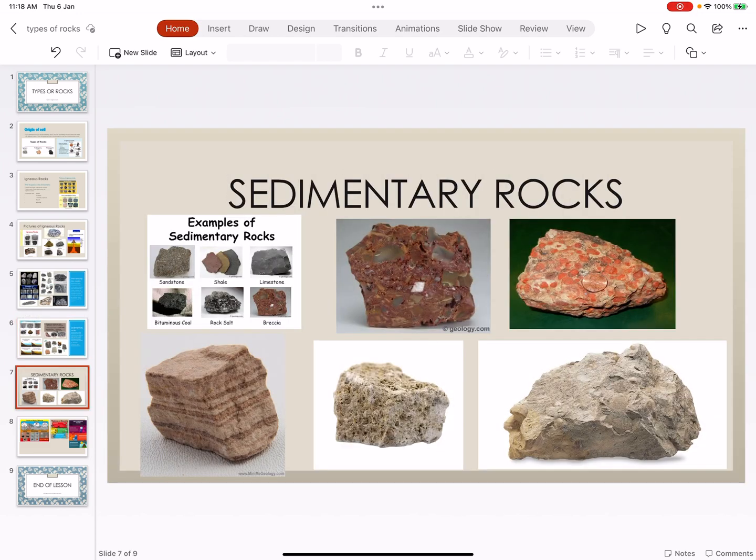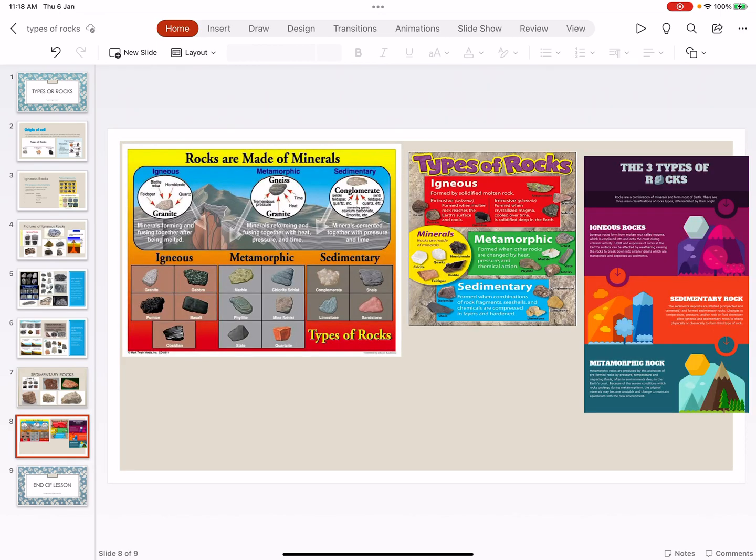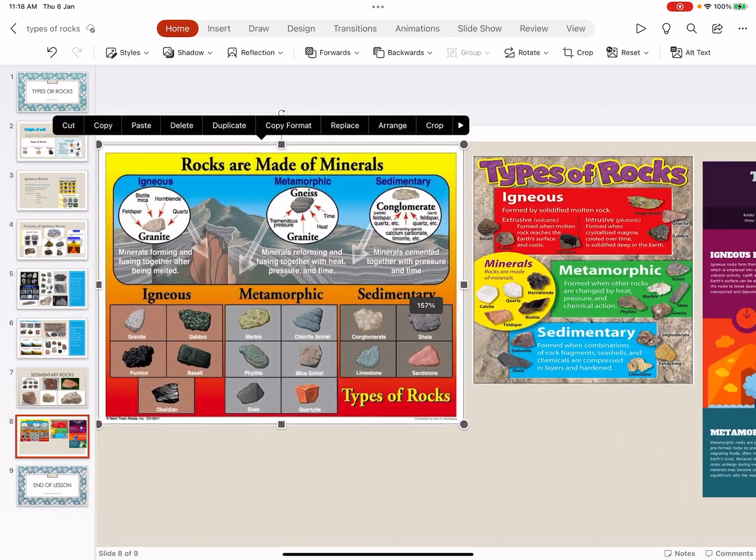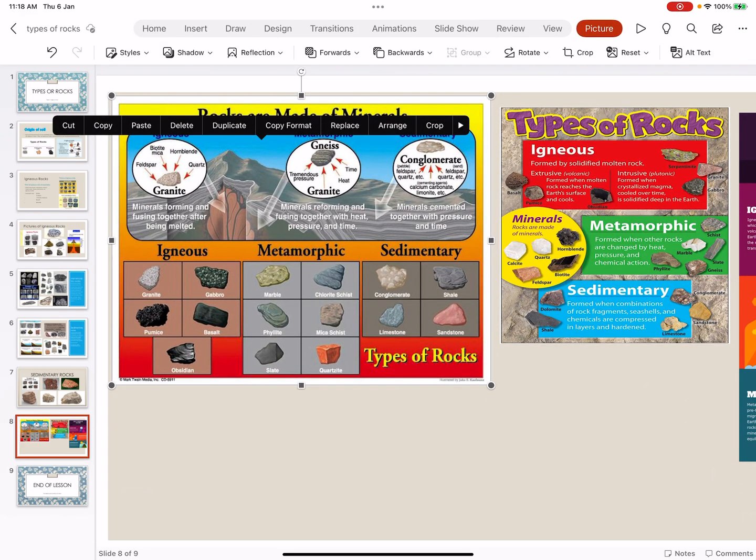I have some more pictures of sedimentary rocks just showing individual rocks. You could just acknowledge how they look. Now we're going to go to the next three different types of rocks. So let's read them.